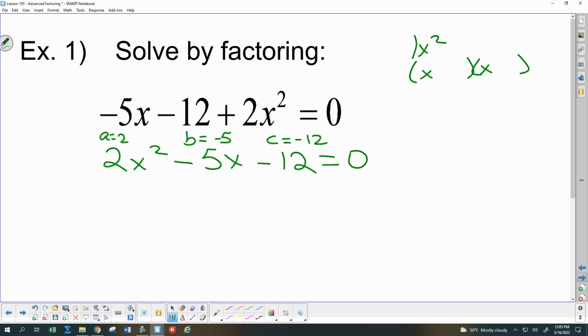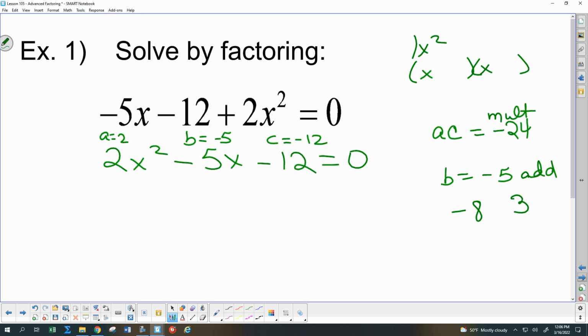The AC method, when it does not start with 1x squared, says figure out what a times c would be. So everybody, what's a times c? -24, and b is -5. I need two numbers that multiply to be -24 and add to be -5. Who can think of ones that work? One will have to be positive, one will have to be negative for it to multiply to be -24 in there. Ethan? -8 and positive what? What do you guys think?